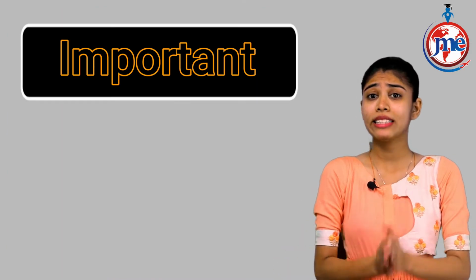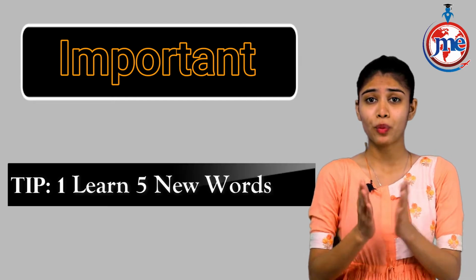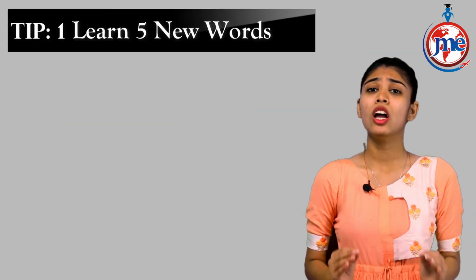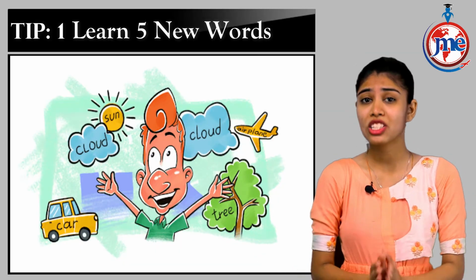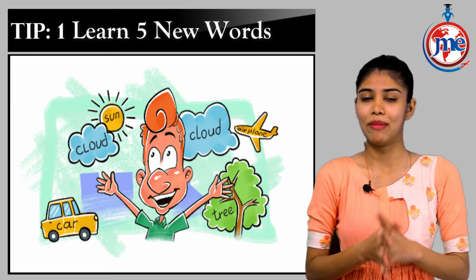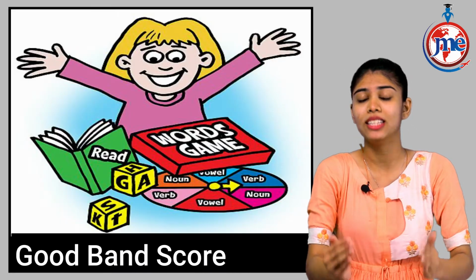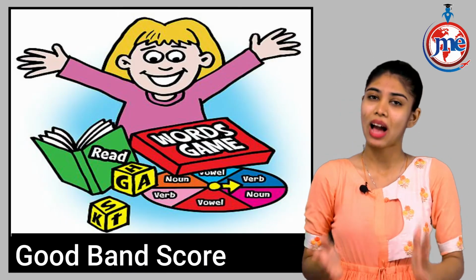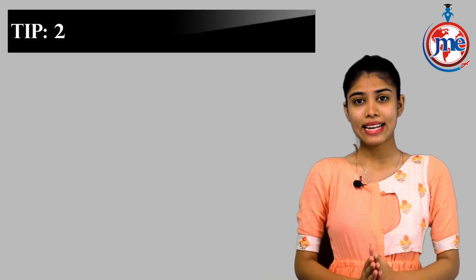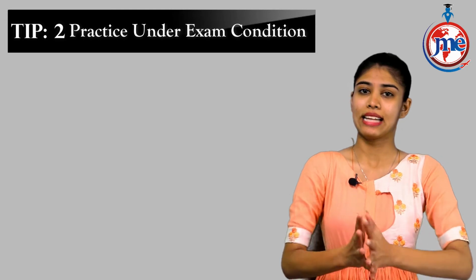And one important thing I would like to say for tip number 1 is to learn 5 new words each day to build vocabulary. Because if you know more and more words, then you can easily score good bands in your IELTS reading task. Tip number 2 is to do practice under exam conditions.